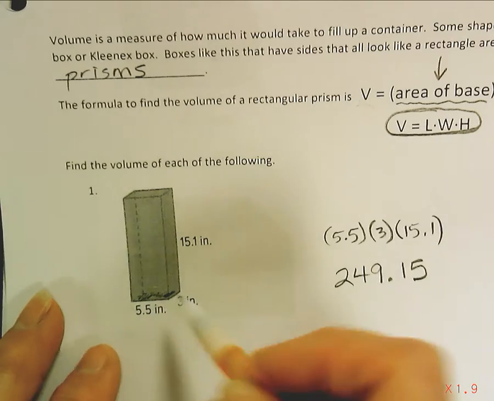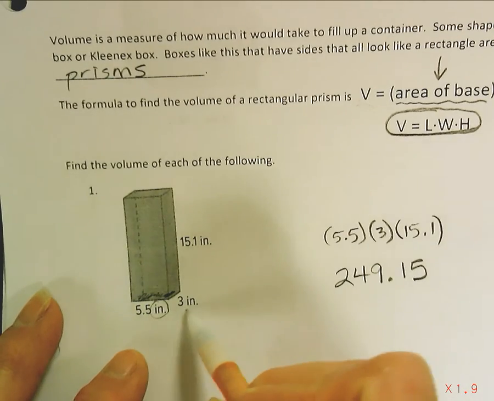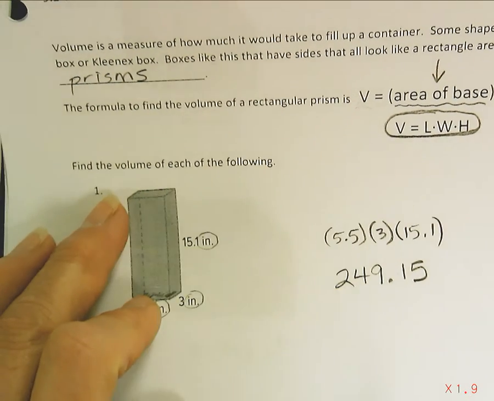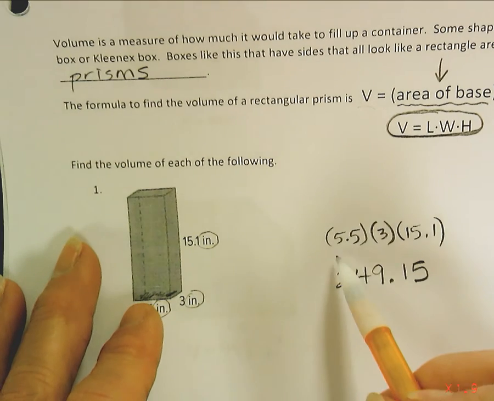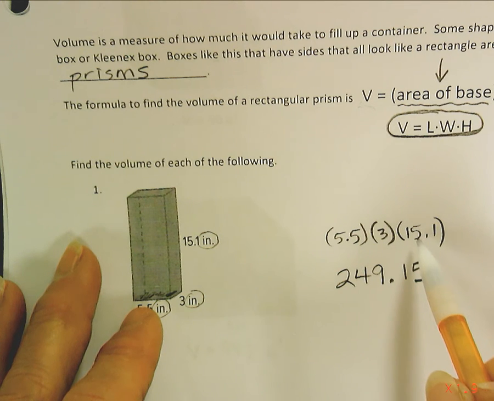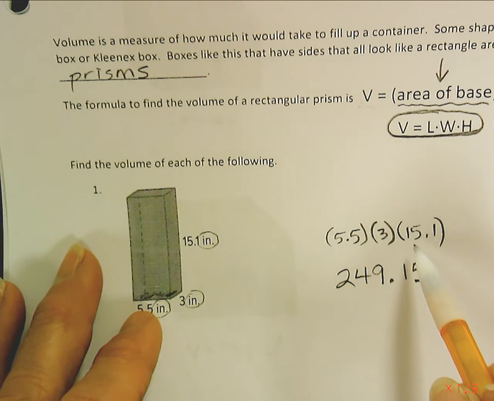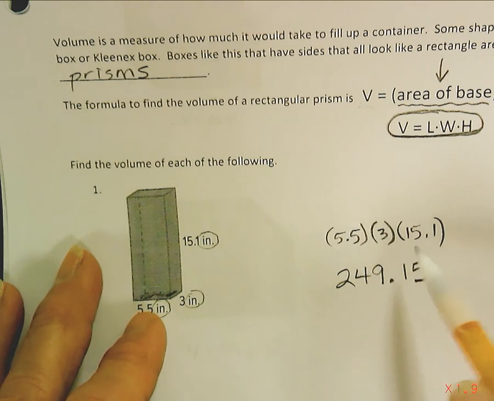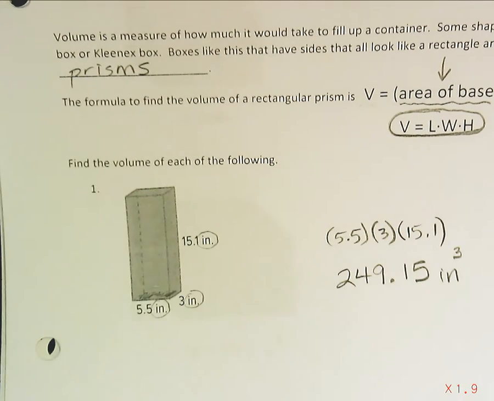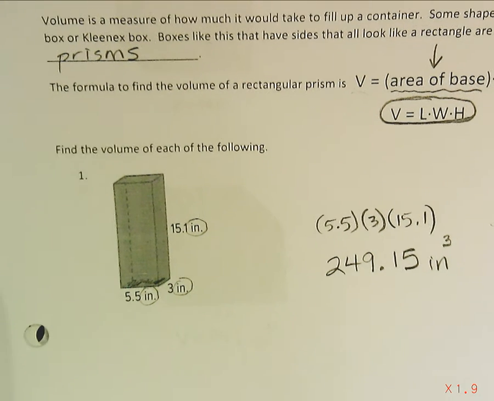Now, watch this, guys. Are you watching? Are you listening? Yes. All right. That 5.5 is inches, and the 3 is measured in inches, and the 15.1 is measured in inches, right? So we multiplied 5.5 inches times 3 inches times 15.1 inches. How many times did we multiply inches together? 3 times. I want you to put inches with a little 3 up there. That's why when you measure volume, it's in cubic units. In this case, cubic inches.